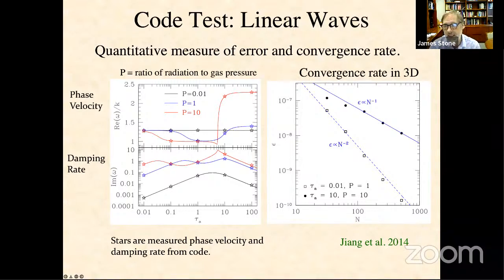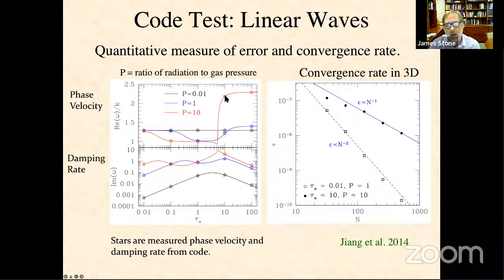And without belaboring, again, we can test that our full transport radiation is working through both analytic and numerical problems. So a great analytic problem is the dispersion relation for linear waves. These are basically sound waves in a radiation-dominated plasma. You can calculate the phase velocity and damping rate due to the emission and absorption of radiation for these sound waves. And the analytic solutions are the red, blue, and black lines computed for different ratios of the radiation to gas pressure. So it's a parameter in the problem.